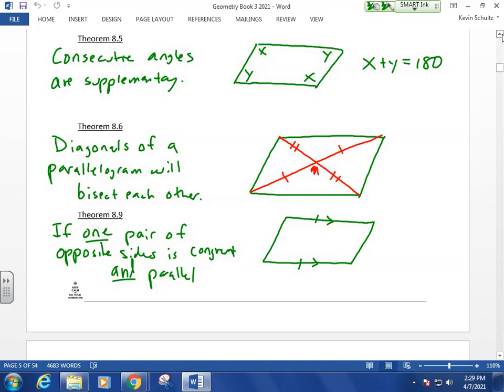Okay? Daniel. So when you say that they mark congruent and parallel, it applies for all of the theorems? Yes, if one pair of opposite sides is marked both congruent and parallel, then you know their opposite angles will be congruent. Consecutive angles are supplementary. Diagonals will bisect each other. It is a parallelogram. Okay, so lots of different ways to classify a shape as a parallelogram.